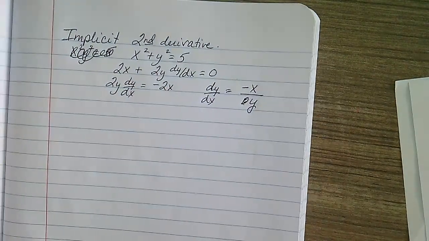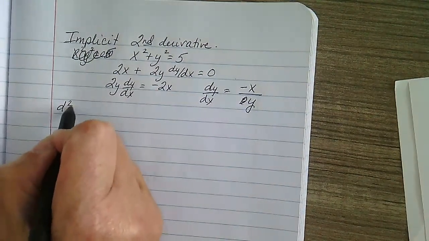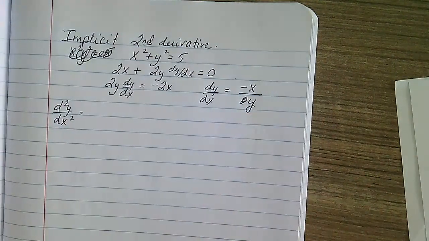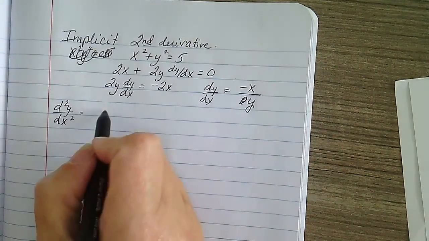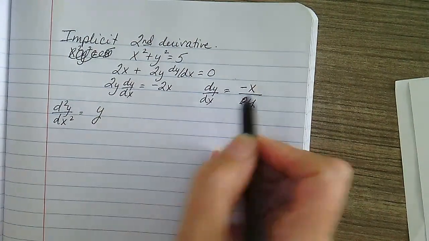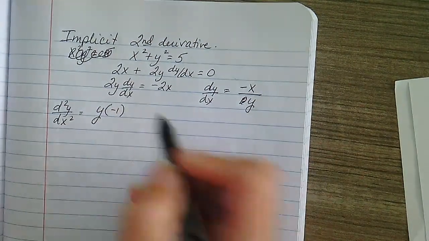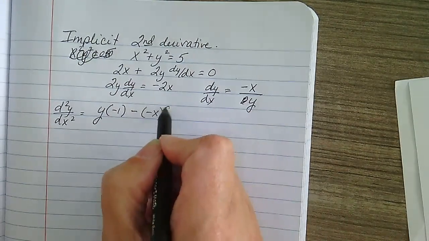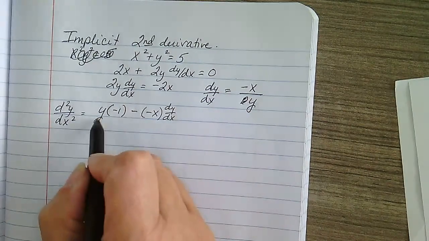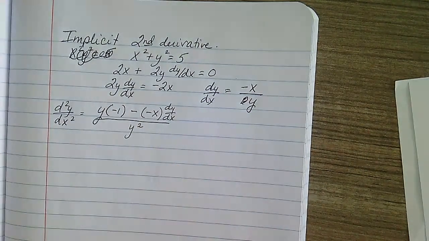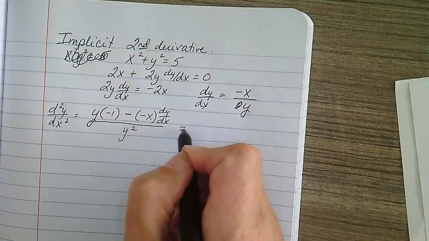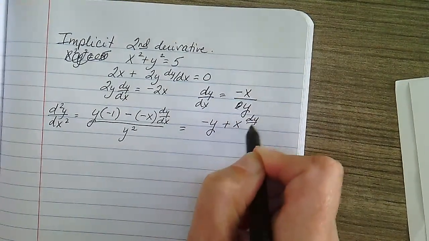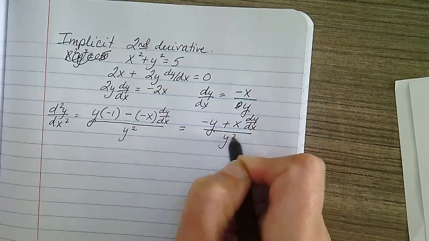Okay, so now I'm ready to take the second derivative. So I want to find d squared y, dx squared. So I'm going to have to use quotient rule, okay? So I'm going to go the ho is y, the d hi is negative 1. Ho d hi less hi d ho: negative x, and the d ho is going to be dy/dx. Draw the line, square the ho. So I'm going to simplify this. This is going to be negative y plus x dy/dx over y squared.